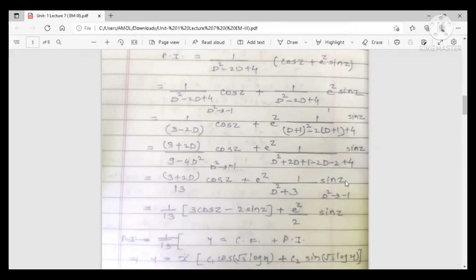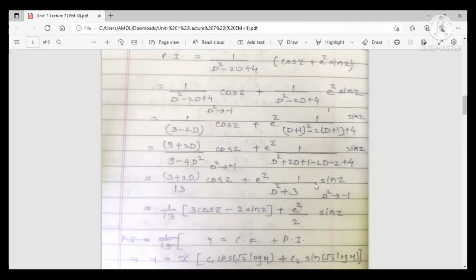Now the next step: 1 upon 13 is a constant, so you take it as it is. Now solve this bracket term 3 plus 2D for cos z. 3 into cos z, 3 cos z, then plus 2 as it is, D of cos z. D means derivative. You know that capital D means derivative and 1 by D means integration. So capital D into cos z means the derivative of cos z is minus sin z. That's why the minus sign is here, minus sin z. This term is solved. Now the next term, plus e raised to z as it is.